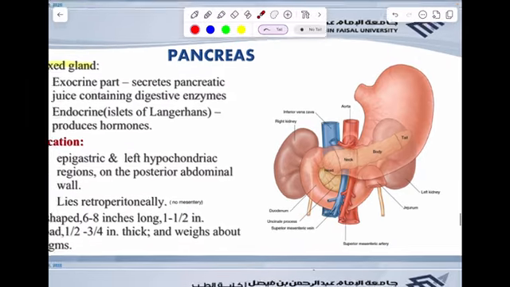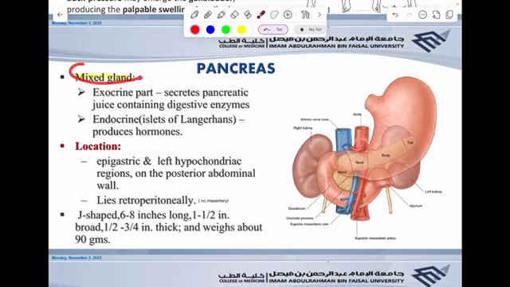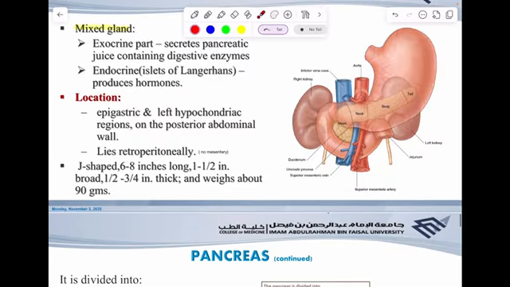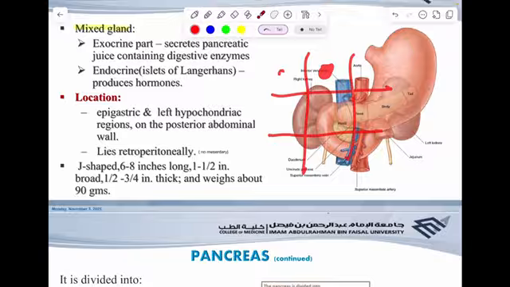But نجي للpancreas. As we know, it's a mixed gland, meaning it has two functions, exocrine and endocrine. Exocrine is going to be when it secretes the pancreatic juice, and this contains inactivated digestive enzymes. But then endocrine is going to be producing hormones through the islets of Langerhans. But بالنسبة للlocation, it's going to be epigastric and left hypochondriac, meaning إذا درسنا the 9 regions, and then it's going to be epigastric and at the left hypochondriac.